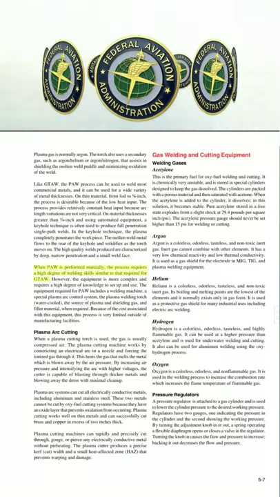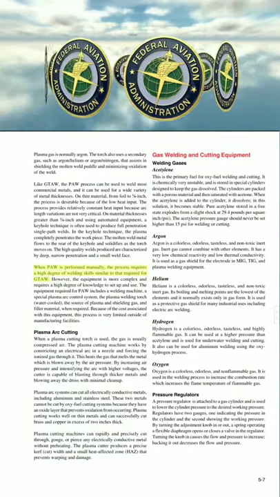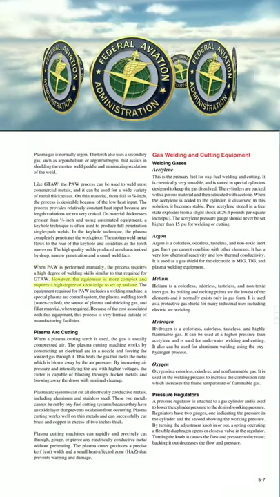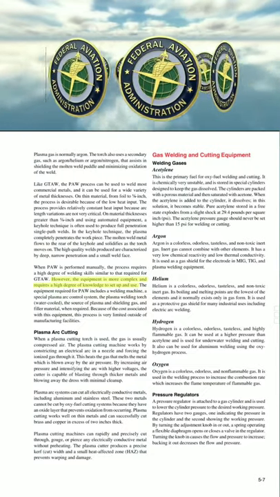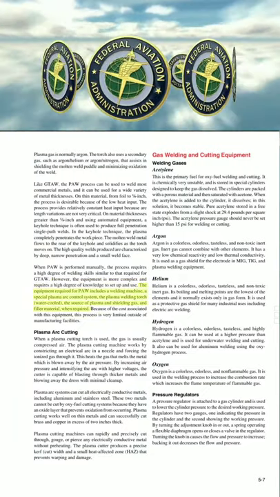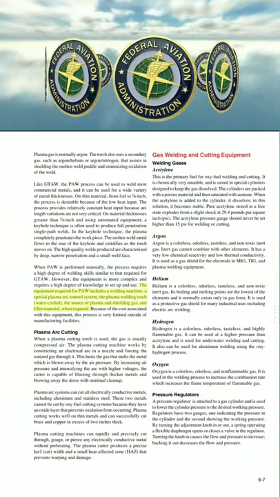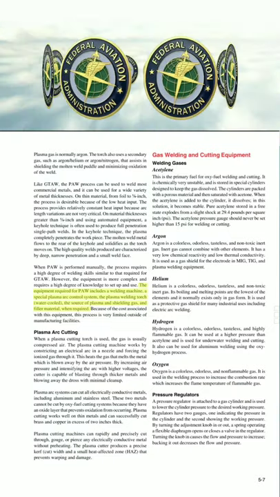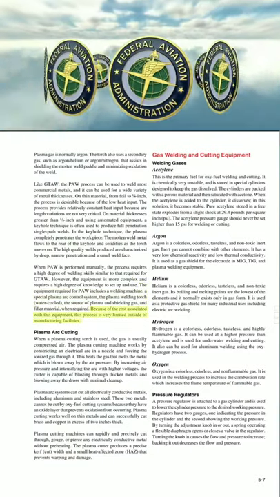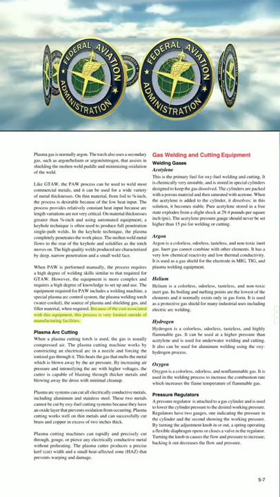When PAW is performed manually, the process requires a high degree of welding skill similar to that required for GTAW. However, the equipment is more complex and requires a high degree of knowledge to set up and use. The equipment required for PAW includes a welding machine, a special plasma arc control system, the plasma welding torch, water-cooled, the source of plasma and shielding gas, and filler material when required. Because of the cost associated with this equipment, this process is very limited outside of manufacturing facilities.